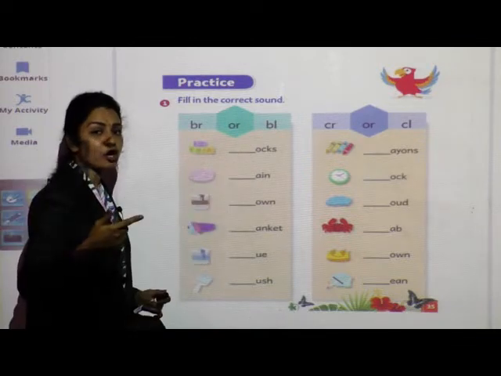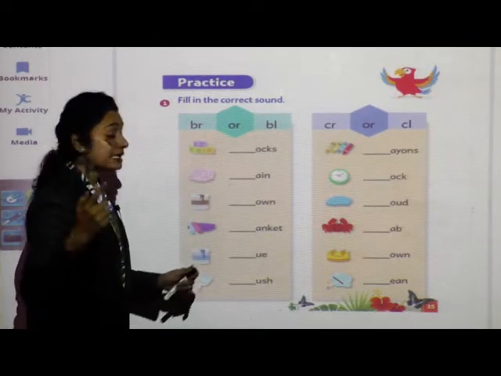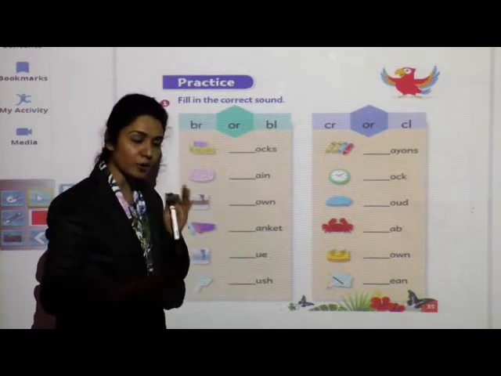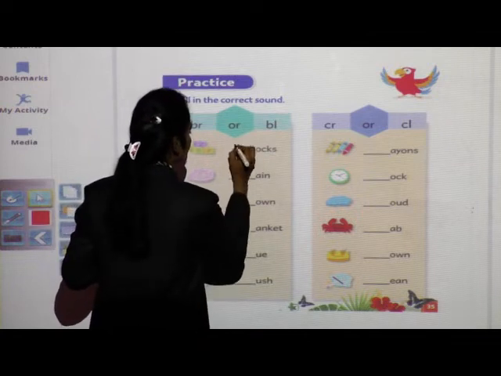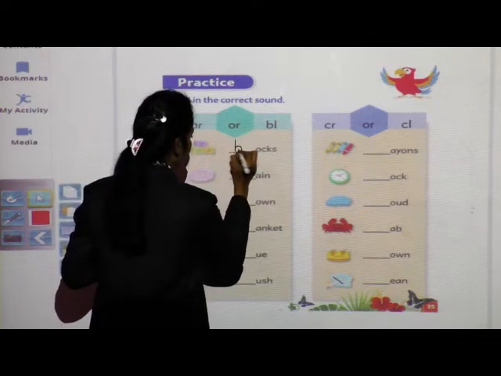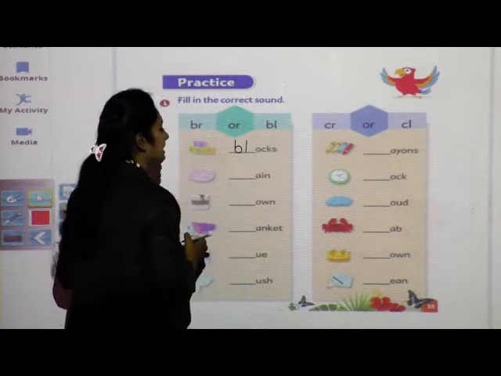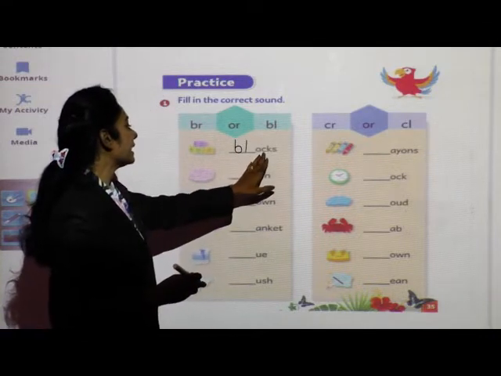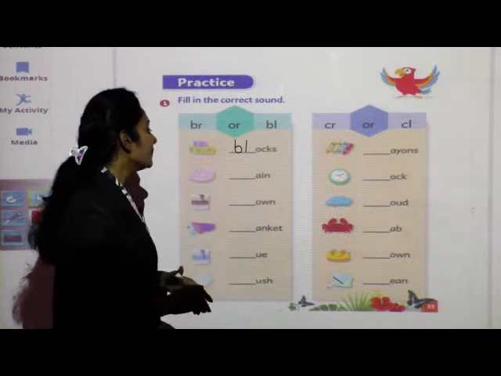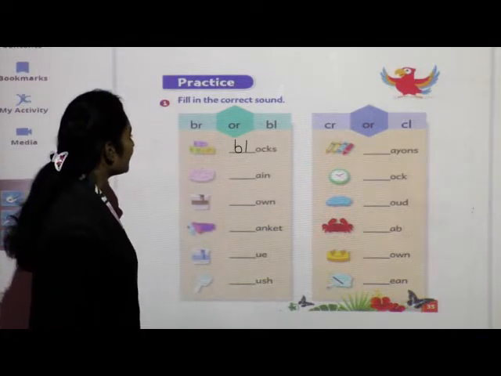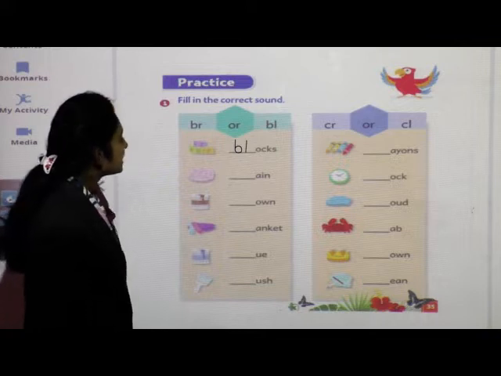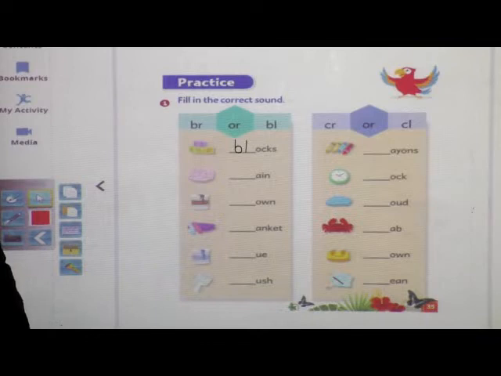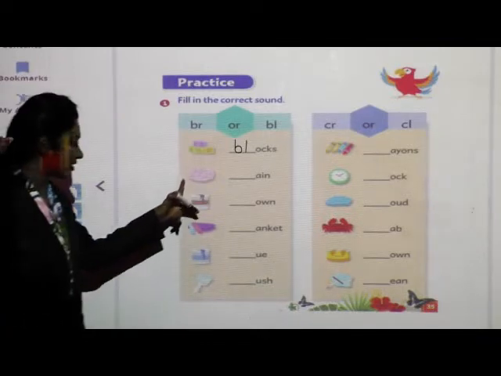What is the spelling of blocks? Yes, very good. B-L-O-C-K-S, blocks. So write over here B-L, say and write. B-L-O-C-K-S, blocks. Yes. Now come to the next picture.